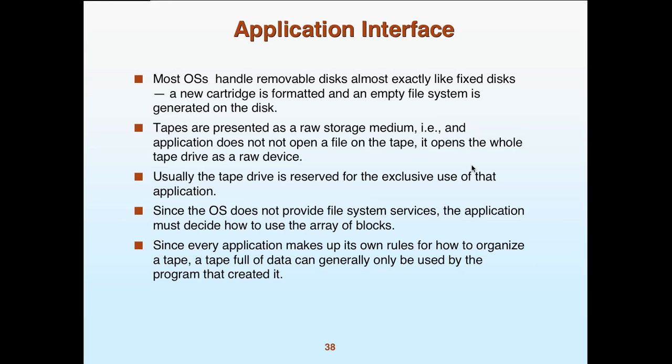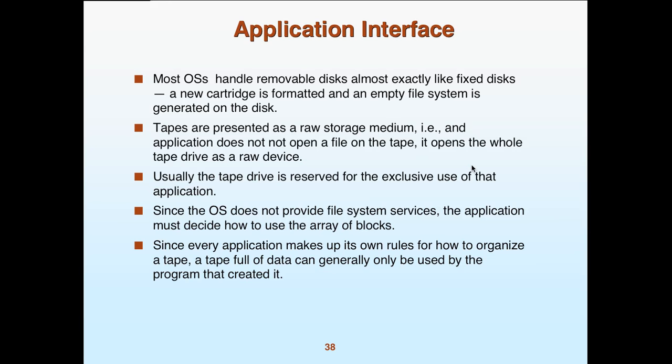So we have the application interface. Most operating systems handle removable disks almost exactly like fixed disks. In fact, even Windows, if you take a removable disk, a thumb drive, a USB drive, you stick it in your computer, you get a new drive letter. C, now you've got D, E, and F. It just loads just like a regular old hard drive, actually. The Mac system does it in a very similar fashion as well, except you get a little icon. Actually, I think you get a little icon in Windows, too, on the desktop.